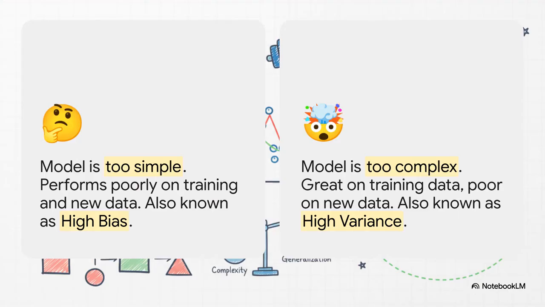And this really lays out the two extremes perfectly. On one side, you've got underfitting, or high bias, where the model's just too simple and it fails everywhere. And on the other side, you've got overfitting or high variance, where the model's way too complex, a genius on its homework but totally useless on the final exam. Our goal is to find that perfect sweet spot right in the middle. It's called the bias-variance tradeoff.